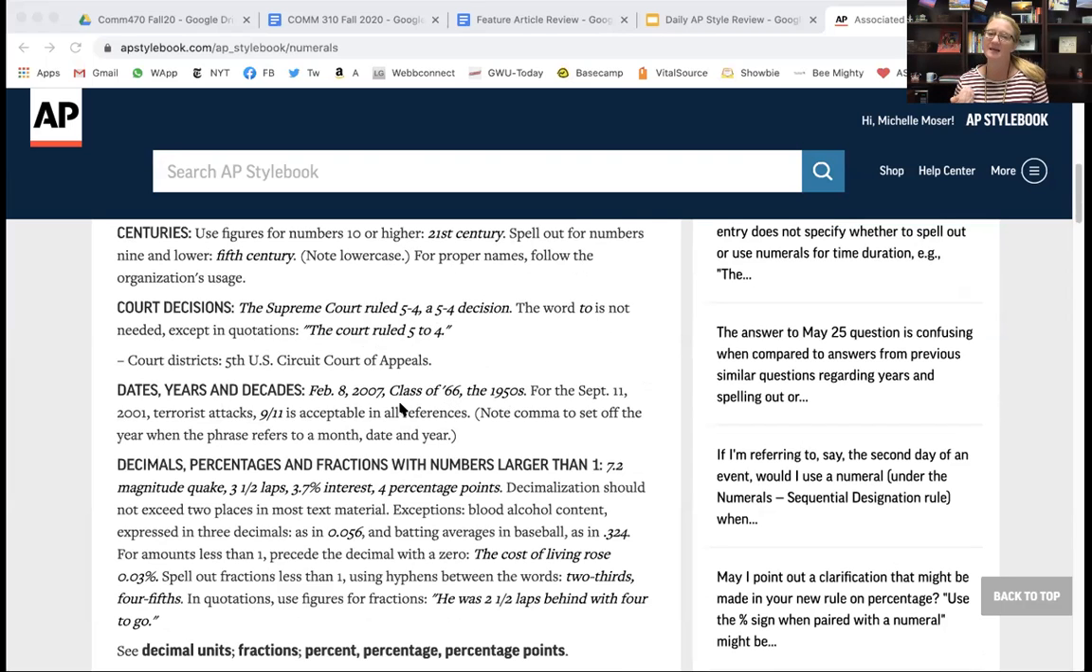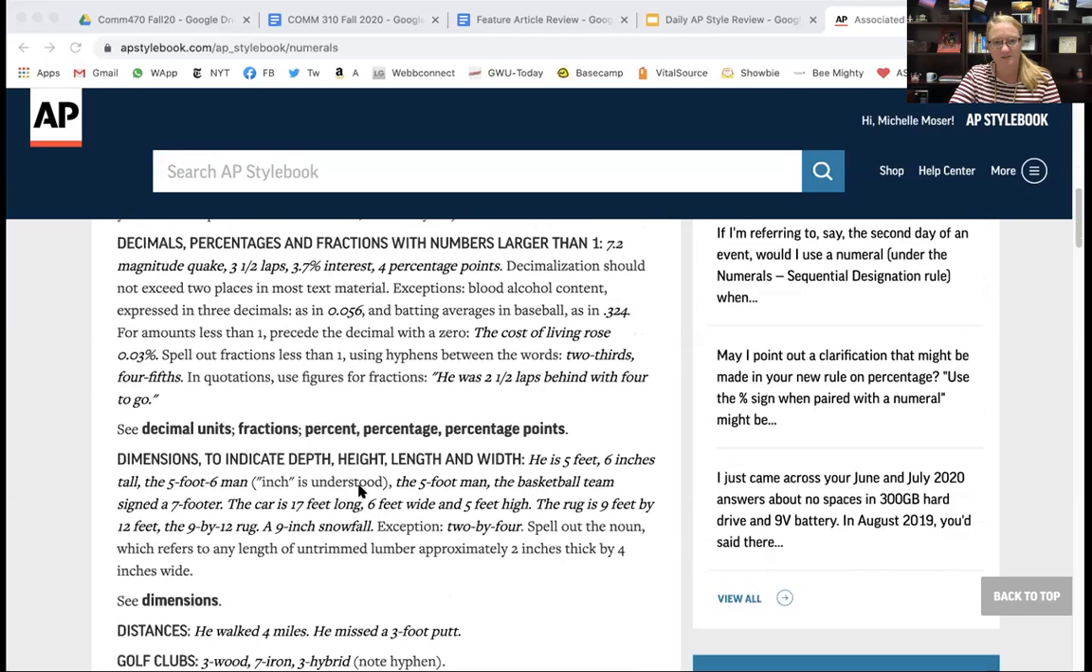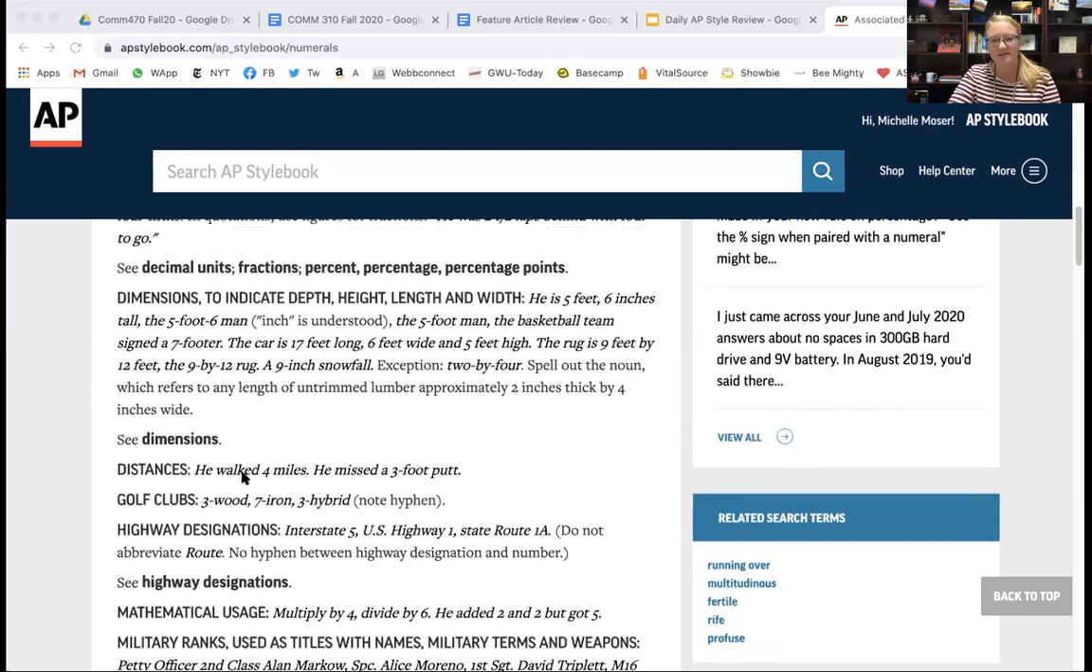We're getting into the time where I think this might change soon with the class of references, because if you're saying the class of '20, you could be considering 1920 versus 2020. So you always want to make sure that if it is anything that might be questionable, use the full year. We just talked about decimals and percentages. Distances: he walked 4 miles, he missed the 3-foot putt. So there you are again, learning to use the hyphen if it is an adjective.